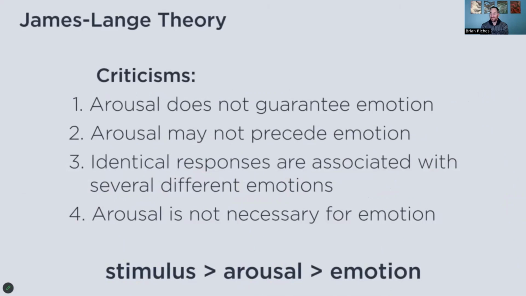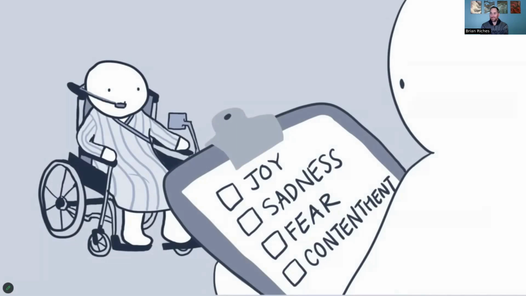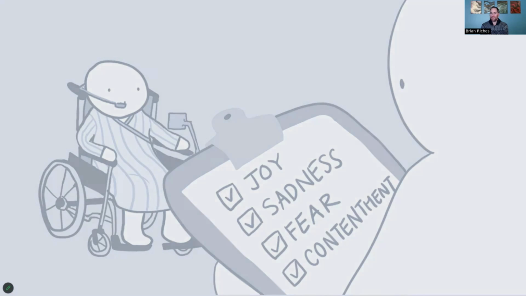Finally, there is evidence that physiological feedback is not necessary for emotion. For example, patients with spinal cord injuries who have lost most of their physiological feedback still experience the same emotions as before. However, in the James-Lange theory's favor, there is notably some slight evidence of dissipation in their emotional reactions.